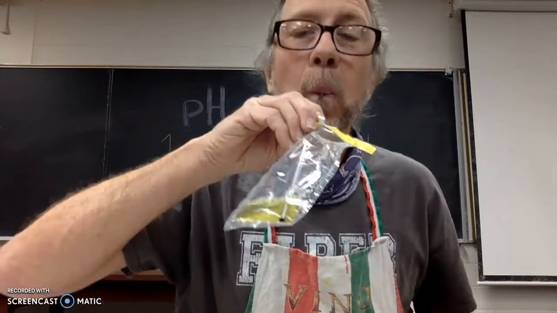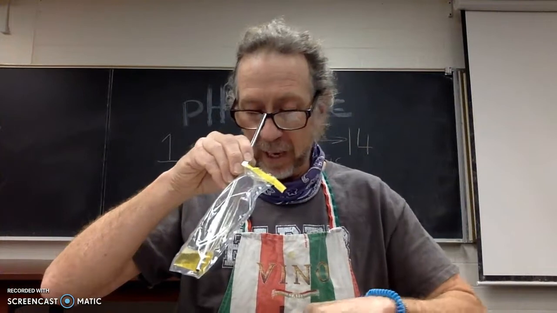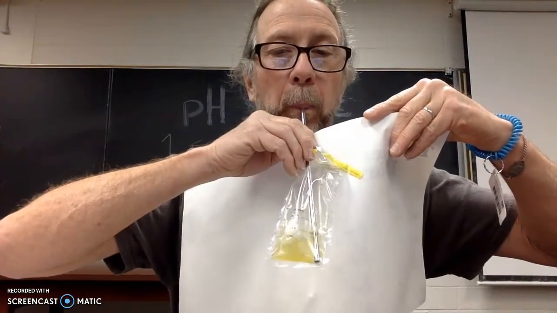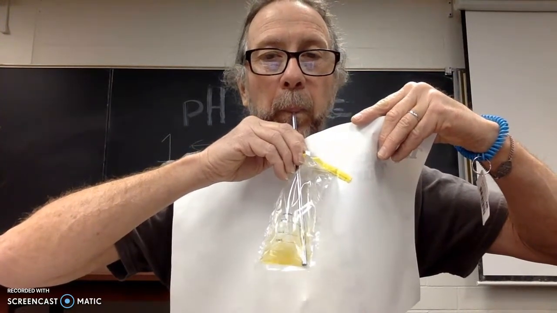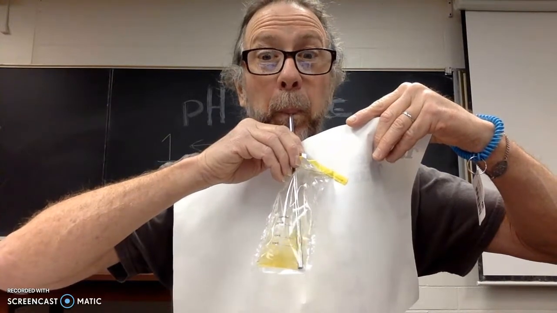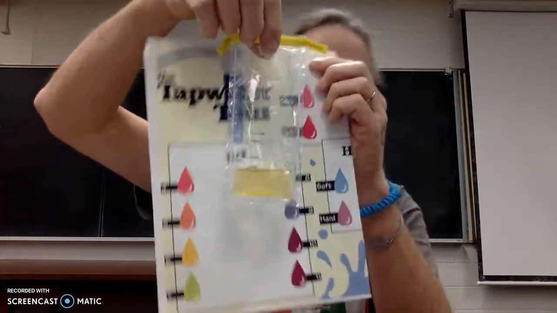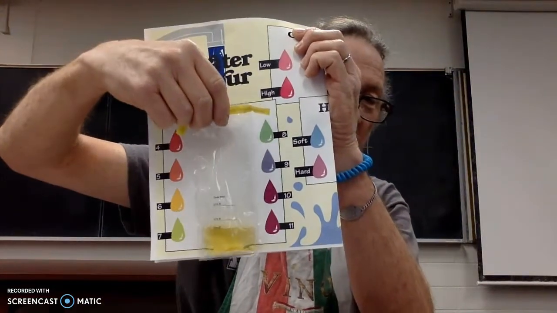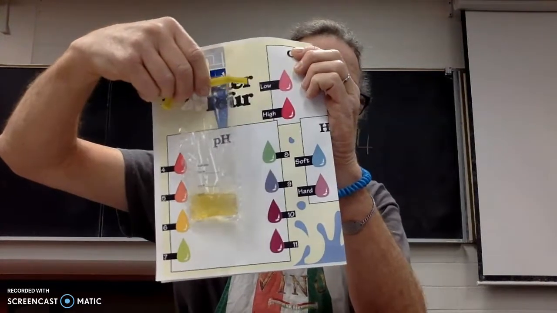As I blow in there, wow, look at that. What's happening to the color? Look at that. All right, so the color changed for sample A. So what you want to do now is first tell me that the color changed, and then what number did it become from what it was? Take a look there.